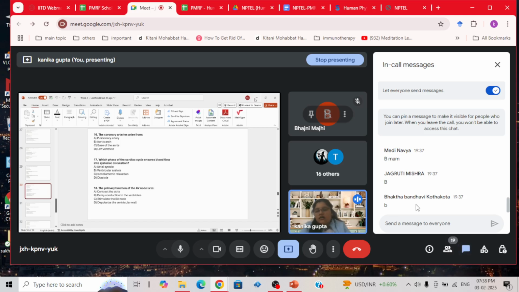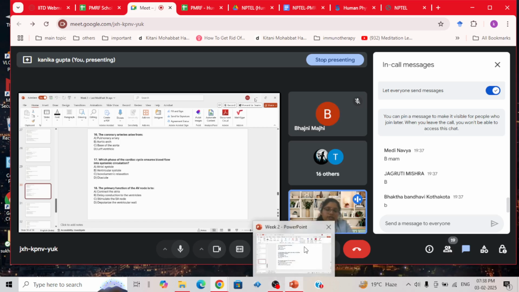Again the question is: the primary function of the AV node is to. We have options: contract the atria, delay the conduction to the ventricles, stimulate the SA node, and depolarize the ventricular valve. Sorry. So, what is your answer? Whoever answered B is correct. It is the delay in conduction to the ventricles, and this is to make it rhythmic, so that the atria and ventricles don't contract simultaneously.